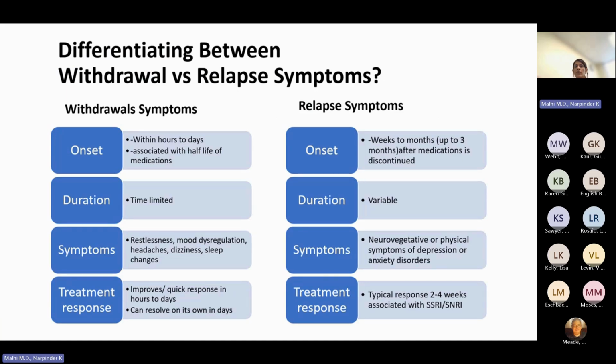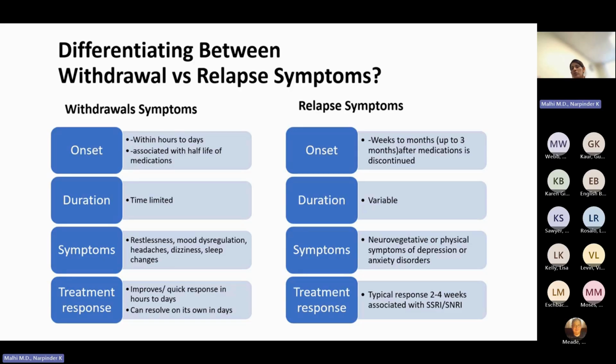And then how to differentiate withdrawal versus relapse. Withdrawal occurs immediately when you make any changes in medicine. It's very time limited. You go back on the same dose, symptoms go away, and symptoms can be restlessness, irritability, headache, dizziness. And the response is basically it can resolve on its own, or if you have missed the dose, the patient can take the dose and that can help.